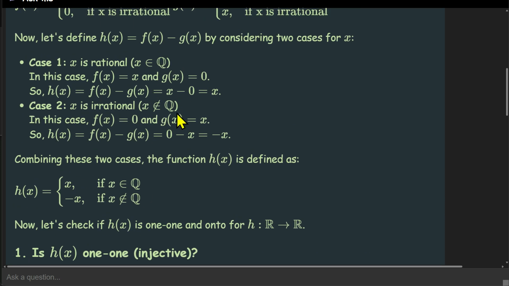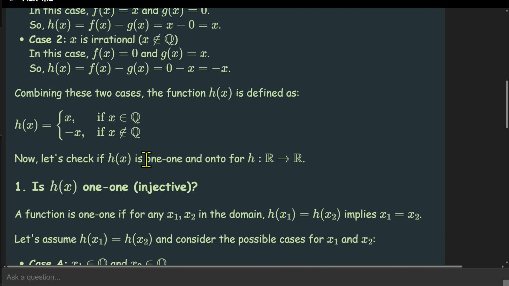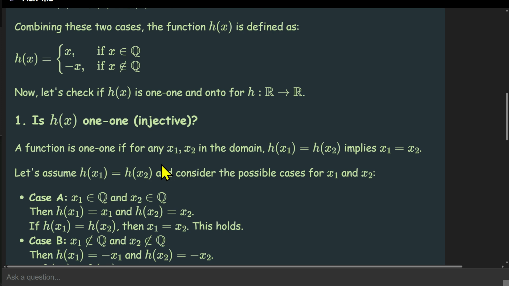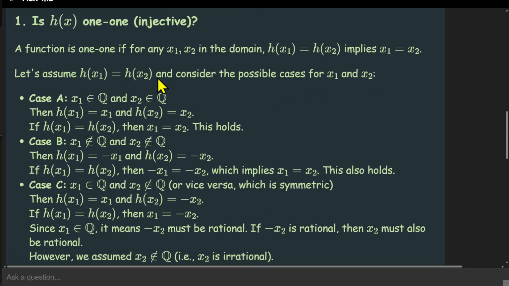इस केस में लेट्स h of x क्या हो गया, 1-1 and onto for x belongs to R. Is h of x 1-1? The function is 1-1 if h of x1 equal to h of x2 implies x1 equal to x2. So h of x1 equal to h of x2 and consider the possible cases for x1 and x2. x1 belongs to Q, x2 belongs to Q: h of x1 is x1, h of x2 is x2. तो दोनों इक्वल लिया तो x1 equal to x2 होल्ड्स. x1 does not belong to Q, x2 does not belong to Q: मतलब माइनस x1, माइनस x2 लिया सपोज. So h of x1 इक्वल लिया तो माइनस x1 अगेन इक्वल, this holds.